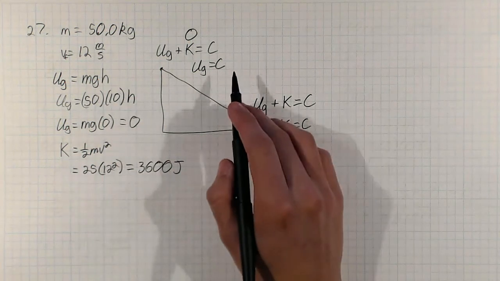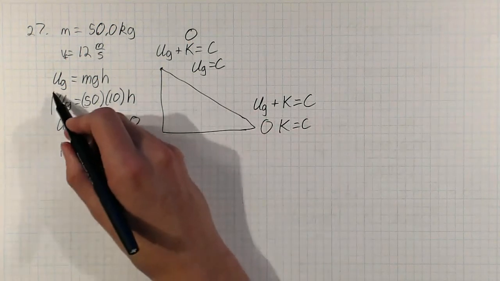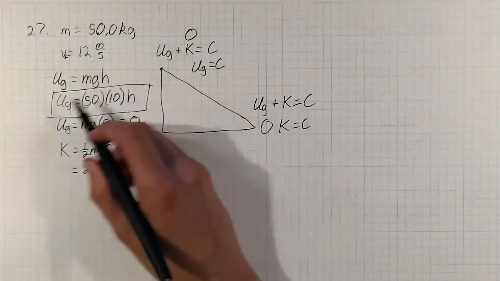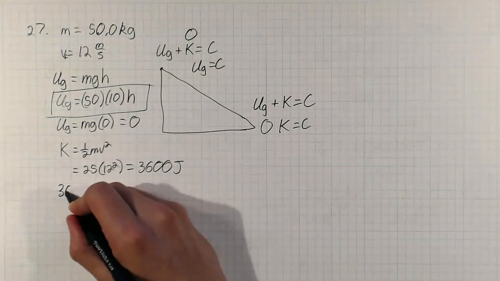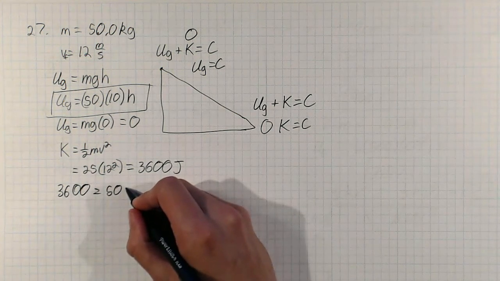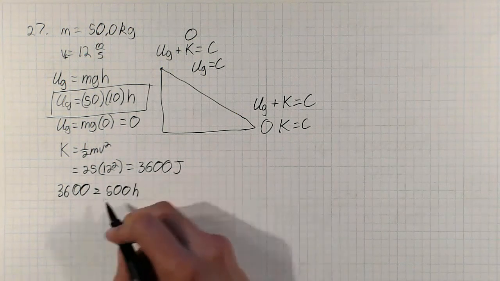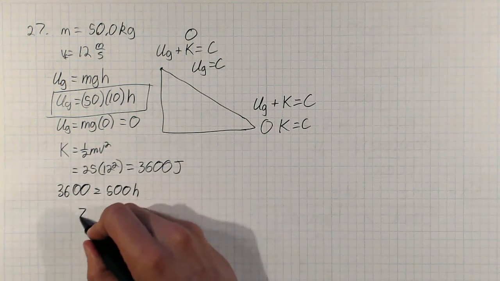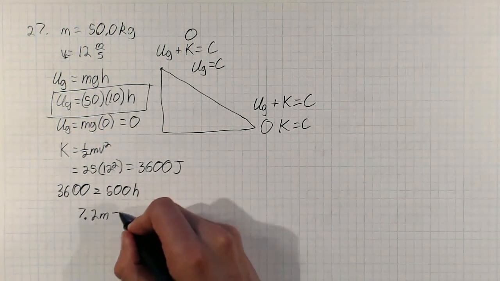gravitational potential at the top by setting this equal to 3,600 joules. So 3,600 equals 500 times h, and if we divide that out, we get 7.2 meters equals the height of the hill.